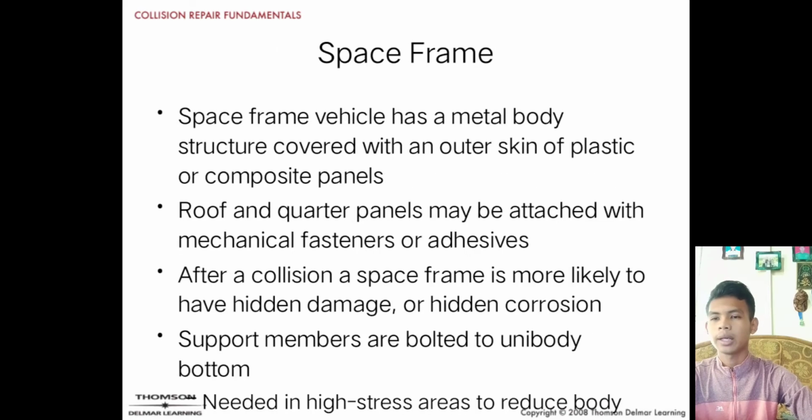A space frame vehicle has a metal body structure covered with an outer skin of plastic or composite panels. The roof and quarter panels may be attached with mechanical fasteners or adhesives. After a collision, a space frame is more likely to have hidden damage or hidden corrosion. Support members are bolted to the unibody bottom, needed in high stress areas to reduce body flex.